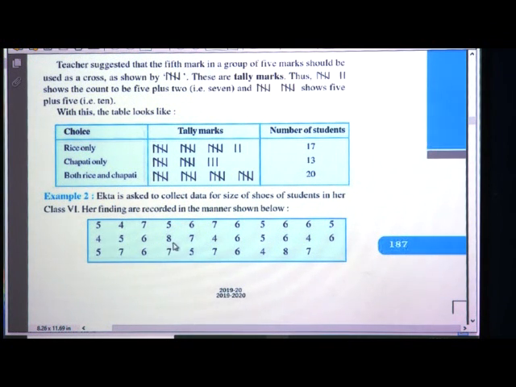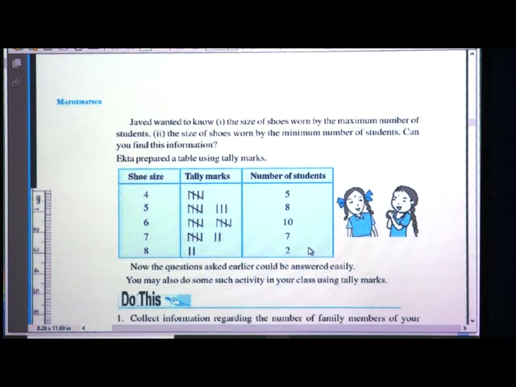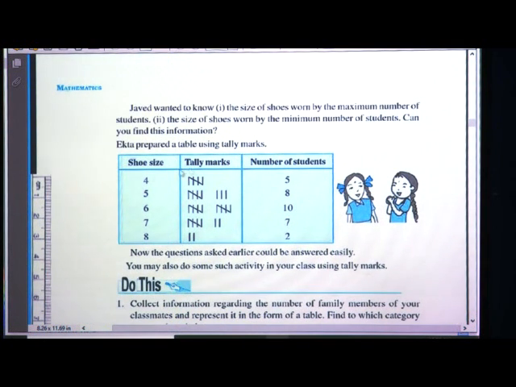Now, we will count for 8. We have 1 and 2. Now, we finally got the shoe sizes and the number of students for each particular shoe size. For 4, we have 5 students. For shoe size 5, we have 8 students. For 6, we have 10 students, for 7, we have 7 students, and for 8, we have 2 students.